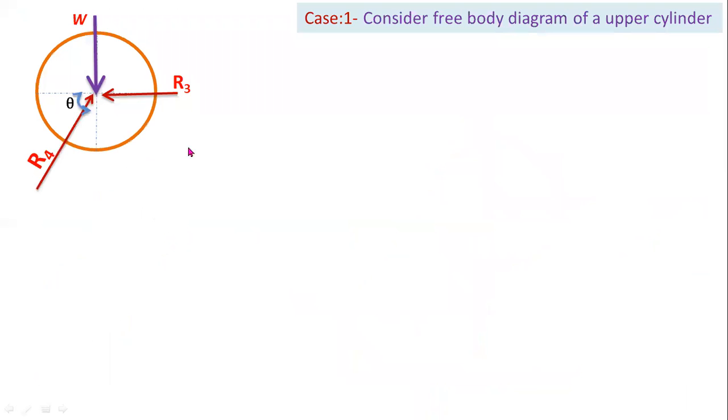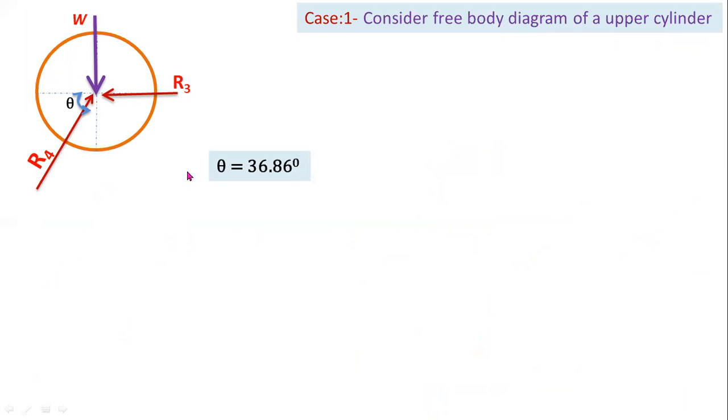Now you have to consider the upper cylinder. This is case one. First of all, you have to divide the given diagram into two cases. Here I considered case one for the upper cylinder. This is the free body diagram of the upper cylinder.